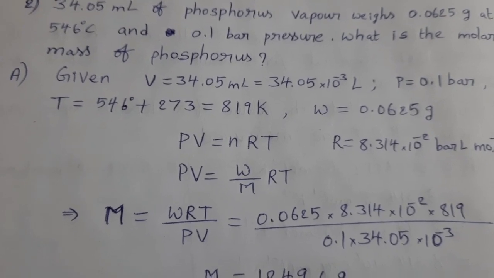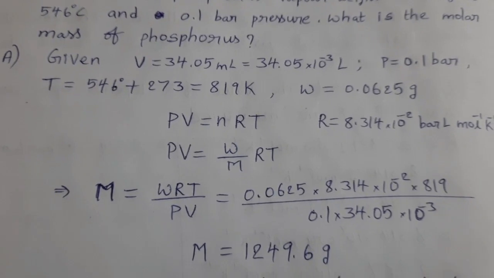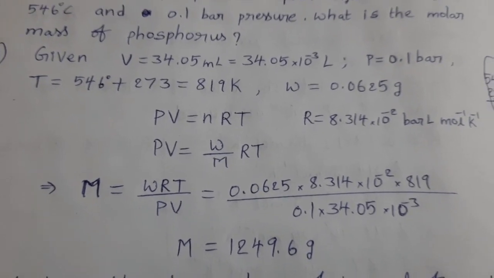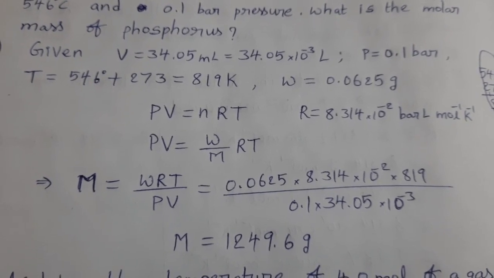Molar mass capital M equal to WRT by PV. Substitute all the values, then we can get the molar mass of the substance, that is 1249.6 grams.